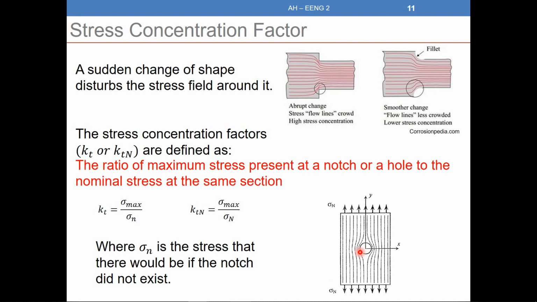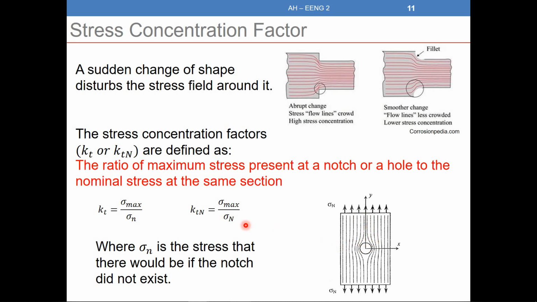So how do we define the stress concentration factor? The stress concentration factor, very simply, is the maximum stress that can exist around the hole divided by the nominal stress. What do you mean by nominal stress? Nominal stress is the stress here, or the stress that would have existed if I didn't have any hole or any notch. So the stress that I would have would be F over A.